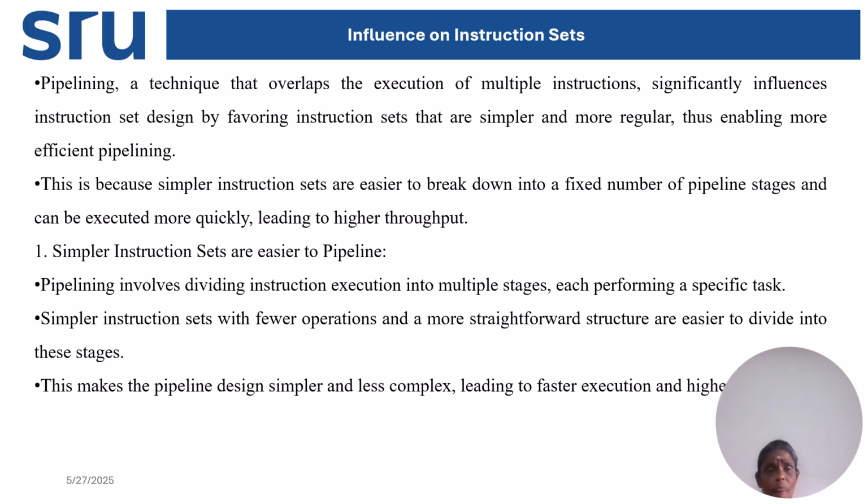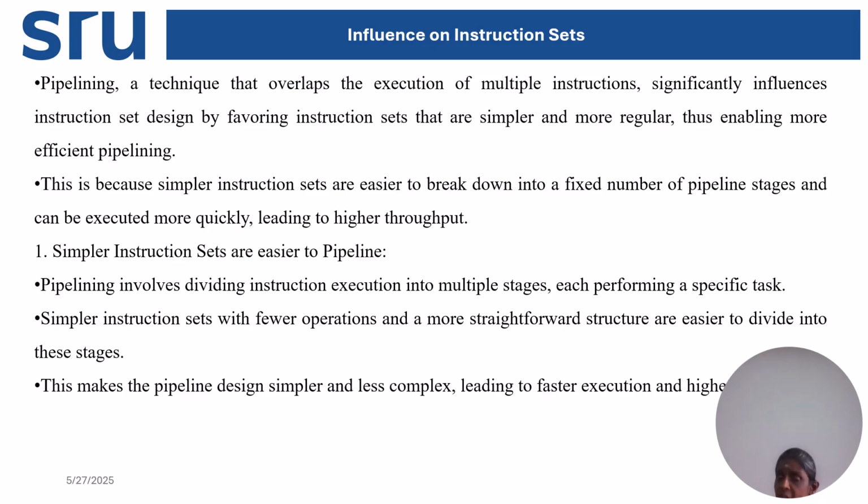Next one, influence on the instruction sets. First one, pipelining. It's a technique that overlaps. So normally for the pipeline, we have to segregate one instruction into so many phases, so many subtasks. Normally 4 subtasks or 5 subtasks. In this way, every upcoming instruction will be divided uniformly: 4 means uniformly 4, 5 means all instructions uniformly 5.